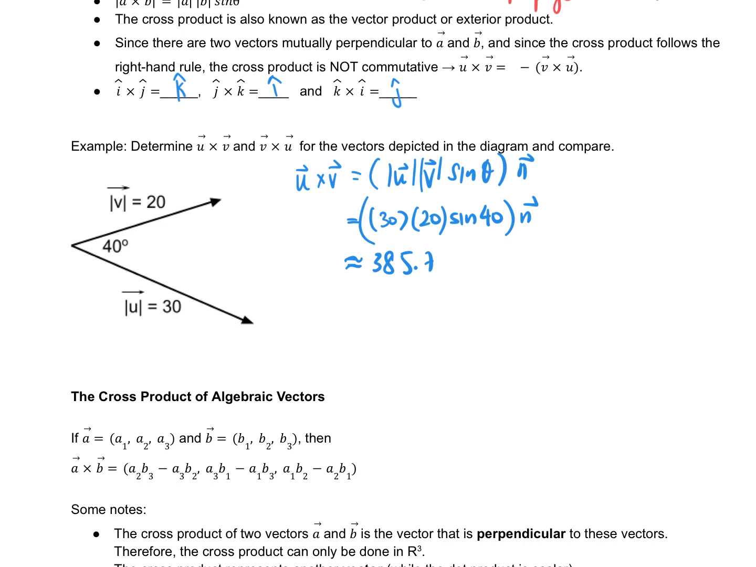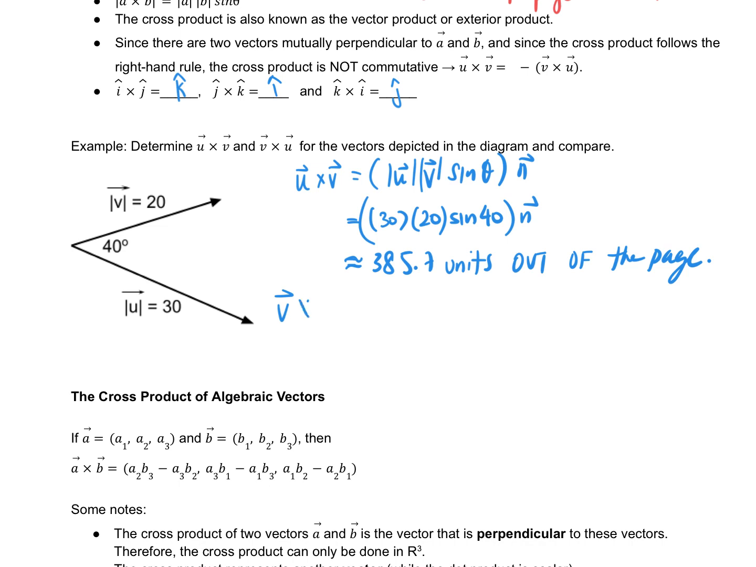Now, in terms of the direction, take your right hand, palm open, my thumb is up. If I line it up with vector u, my fingers will nicely curl towards vector v. And in that setup, my thumb is pointing upwards, so it's 385.7 units out of the page.